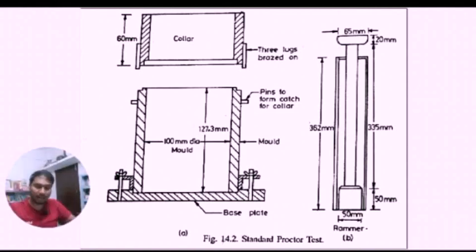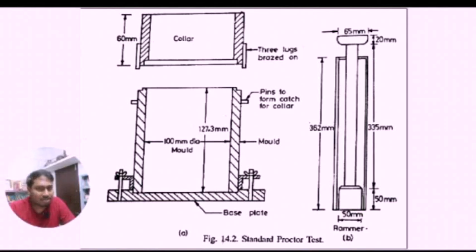At the very beginning of the test, we will take a 2.5 kg sun-dried sample, which should be 4.75 mm passing. In the second step, we mix this soil with water so that the moisture content becomes 6 to 8%. Now this moist soil is placed in the mold in 3 layers, and in each layer we provide 25 blows by using this 2.6 kg rammer.